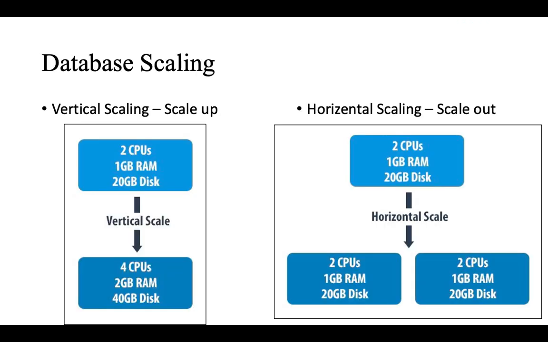Then we studied about scaling. We have two types of scaling. The first one is vertical scaling. The second one is horizontal scaling. By vertical scaling, we mean that we are upgrading our system. By horizontal scaling, we mean that we are installing some parallel systems. So if the data in systems is growing, scaling becomes essential.